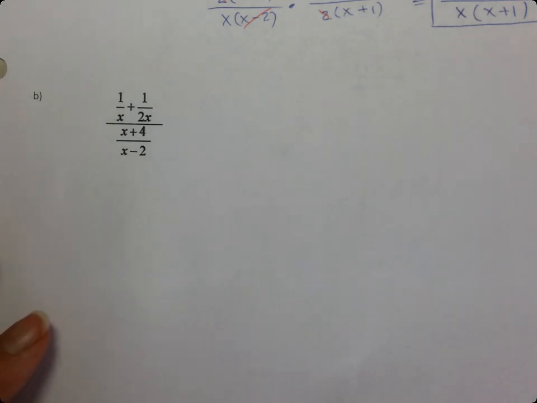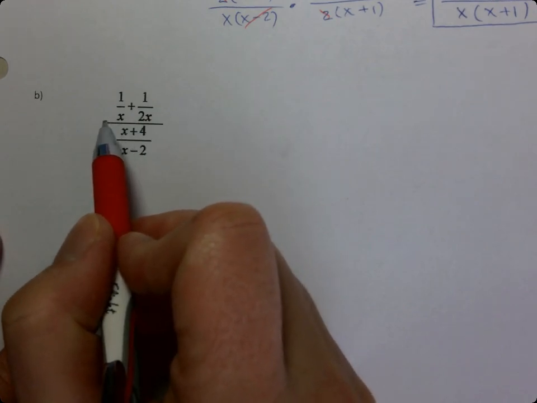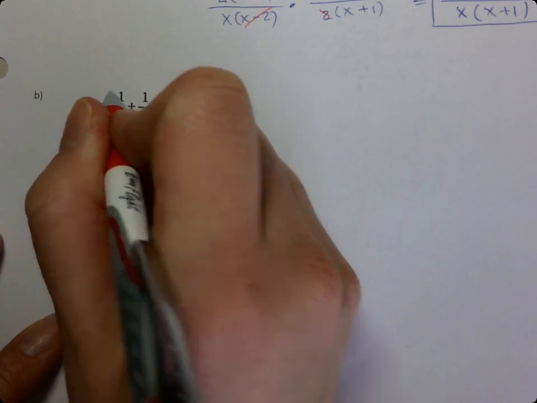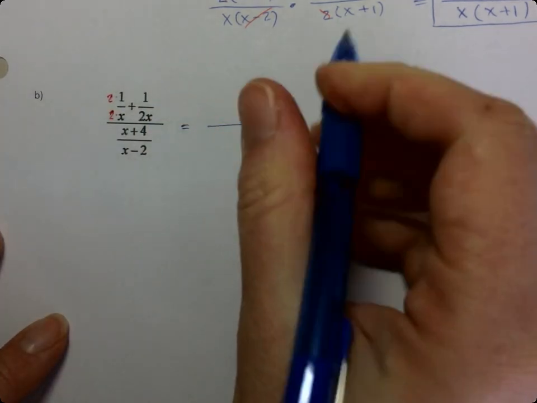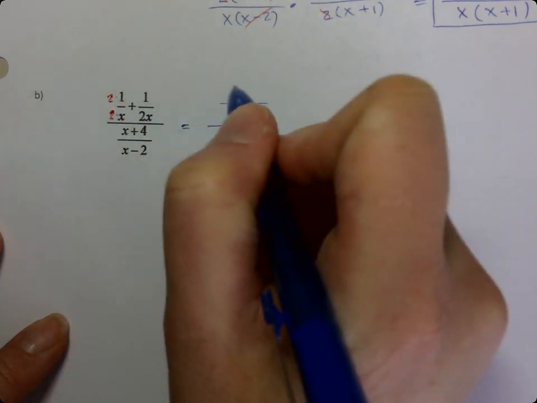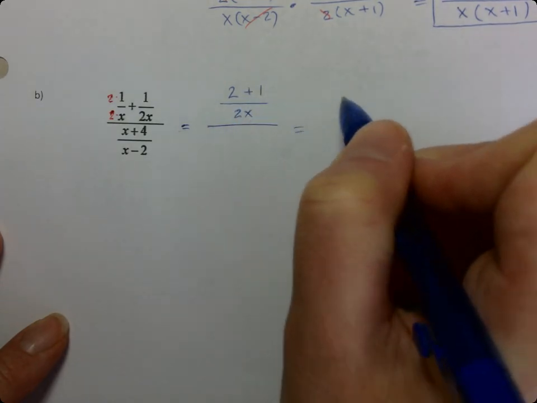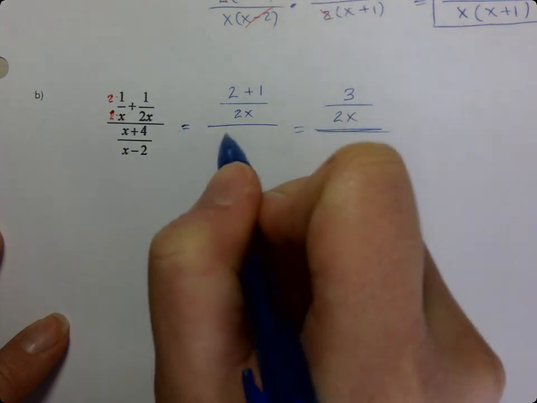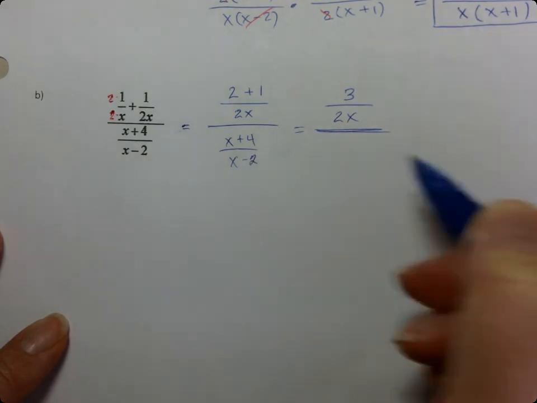I would just multiply it by the top one factor. Okay, so they both already have an x, so I don't need to multiply it by 2x and x. I'm just going to multiply this top by 2. All right, if it's okay with you, I'm going to jump right into it. Well, I'll just rewrite it. Here's 2x. The left is 2 plus 1. So what do I really get? 3 over 2x. And I'm dividing by x plus 4 over x minus 2.